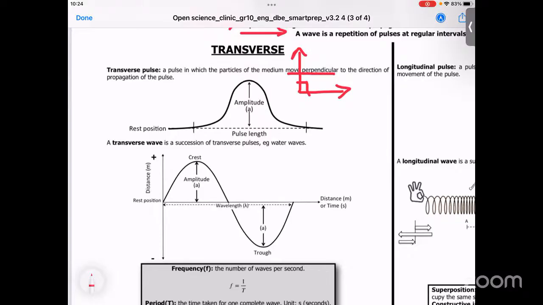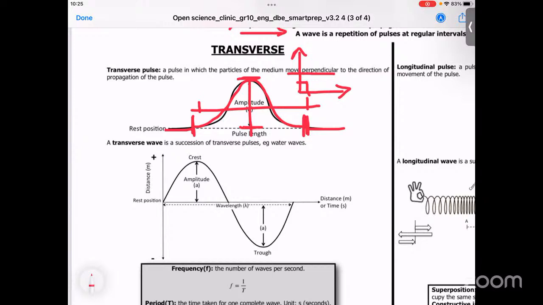Obviously, we had a look at that diagram with the rest position, where the distance from the rest position to the peak, the highest point, is the amplitude. And from the start to the end, that distance is our wavelength. So a transverse wave is a succession of transverse pulses.